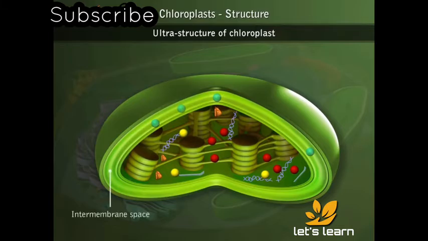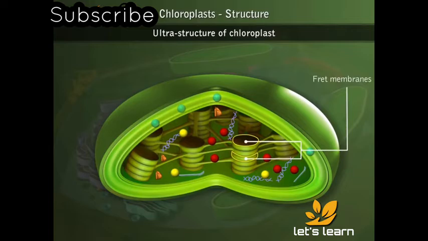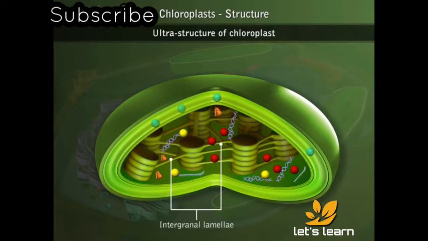1. The intermembrane space between the inner and outer membranes of the chloroplast envelope. 2. The stroma, which lies inside the envelope but outside the thylakoid membrane. And 3. The thylakoid lumen. The thylakoid membrane is a network of membrane-bound flattened discs called thylakoids, which are arranged in stacks called grana. The membranes of thylakoids are called fret membranes, and the grana are interconnected by tubular membranes called the intergranal lamellae.